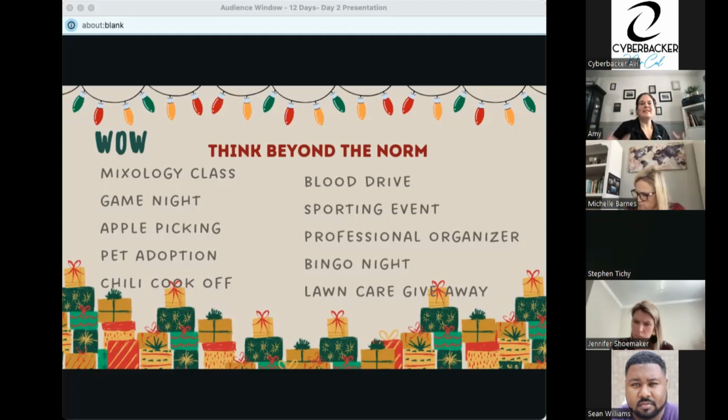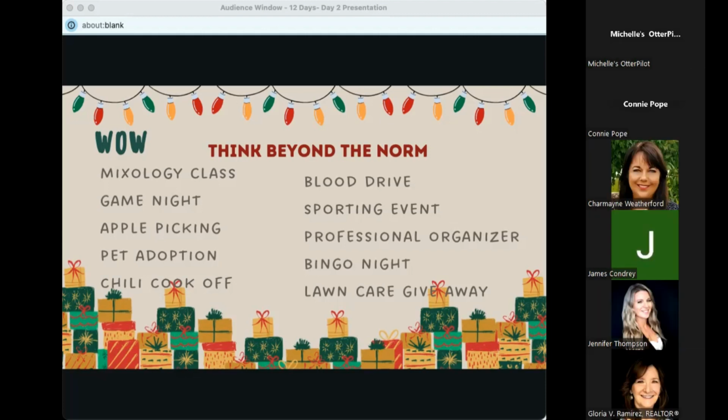Okay. So that's how to wow them, how to take it beyond just a normal transaction to bringing value and the wow experience to those people in your database.